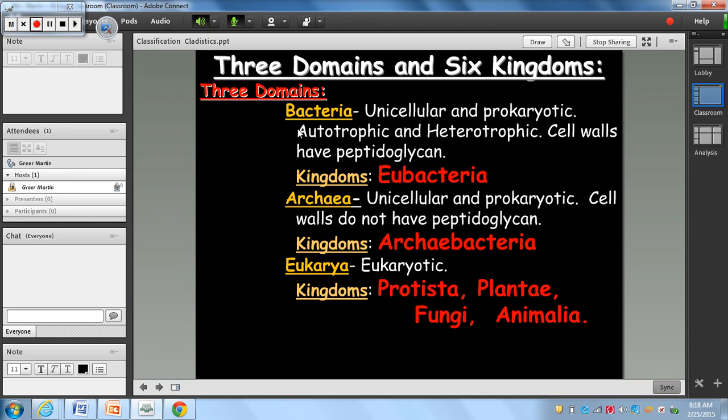So the kingdoms that fall under these domains: in the bacteria domain, you have the eubacteria. In the archaea domain, you have the archaea bacteria. And then the eukarya domain is basically all the rest, the protists, the plants, the fungi, and the animals. And we're going to talk about kingdoms and domains, an entire unit, after we finish evolution.